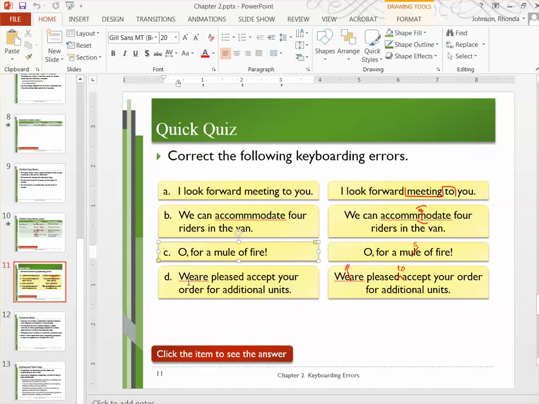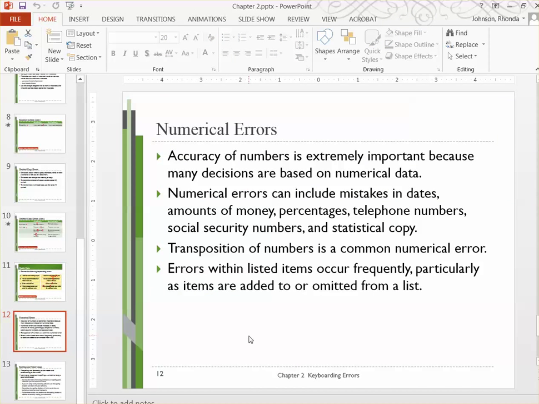We are pleased, or we're pleased to accept your order for additional units. And of course we want that to say we are, or we're, but it looks like we are is going to be the acceptable. So insert that space. Please to accept, the upward kind of horizontal caret to put the word to in there. So very good. Numerical errors, accuracy of numbers. Oh wow, I mean you can't get any more important than getting numbers right, especially in business reports. It can make all the difference in the world.